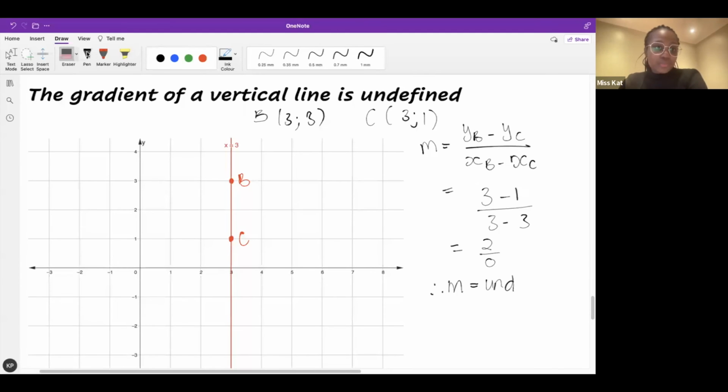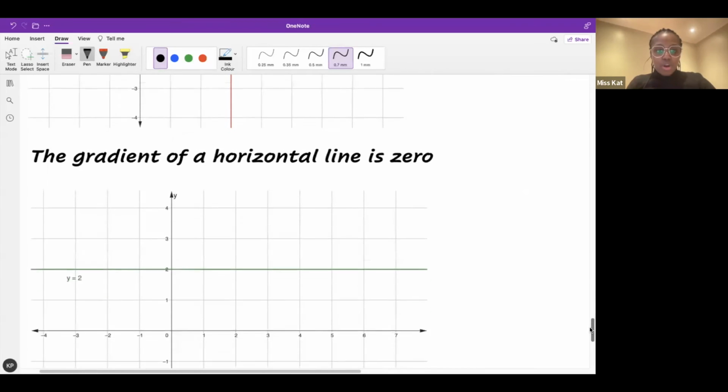So then the gradient is undefined. Whenever you see a vertical graph, a graph that goes up to down, you don't have to go through all of this working out. You can just immediately say the gradient is undefined. There is no gradient. Now let's see what happens when you have a horizontal graph.